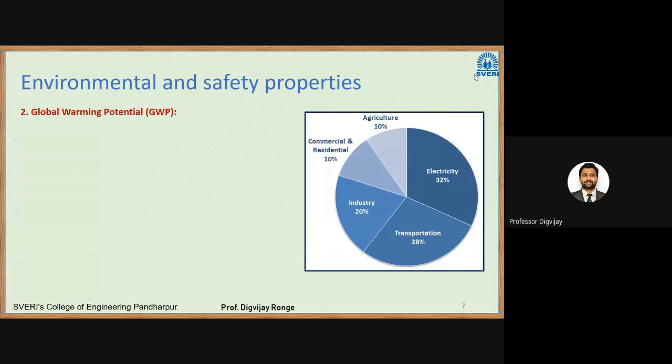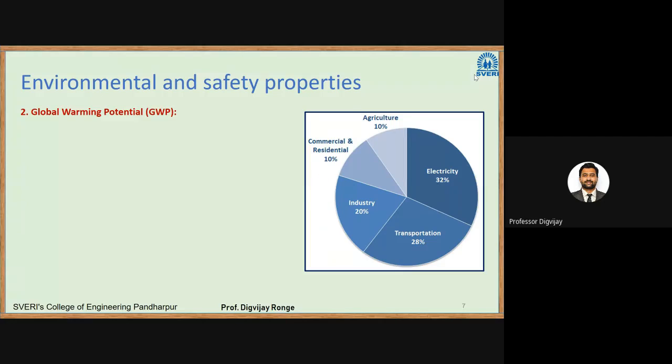Next criteria under environmental is global warming potential. Okay, so first was ozone depletion potential, second is global warming potential. We are aware of various greenhouse gases: CO2 is there, then methane is there, then nitrous oxides are there. All these trap the heat in Earth's atmosphere. As they trap the heat, Earth's temperature rises. That temperature rise is what we refer to as global warming.